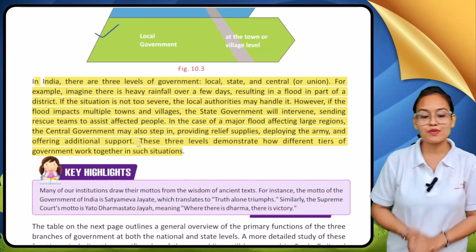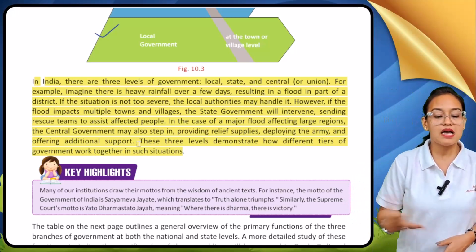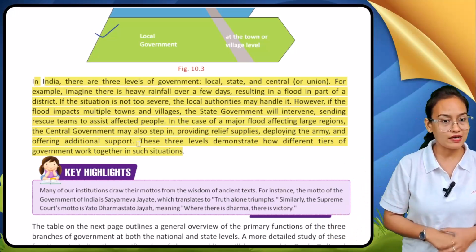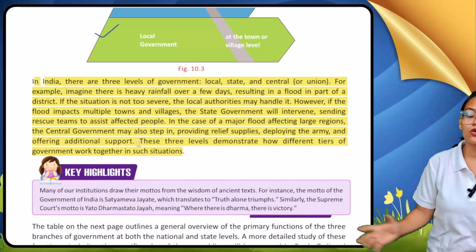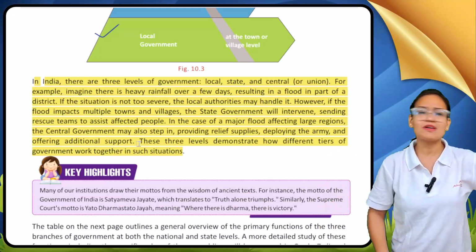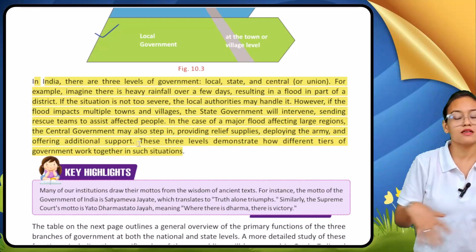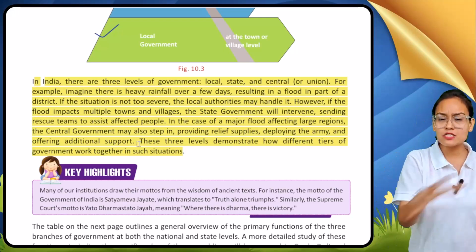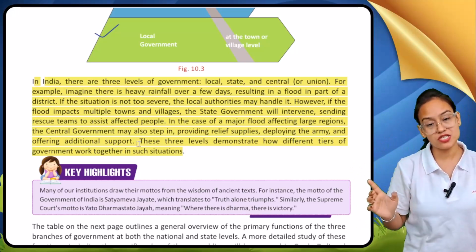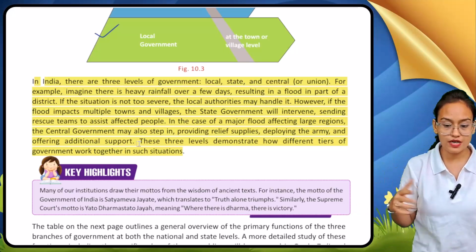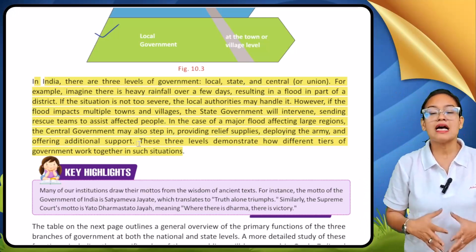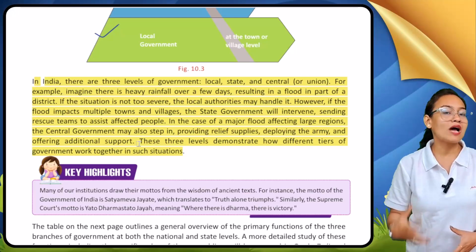For example, again we are going to see another example: a heavy rainfall occurs in your area which results in a flood. If the situation is not too severe, the local authorities may handle it. If it is not damaging so much public property, then this problem will be handled by the local authority of the area. However, if the flood impacts multiple villages and towns, the state government will intervene, sending rescue teams to assist affected people.